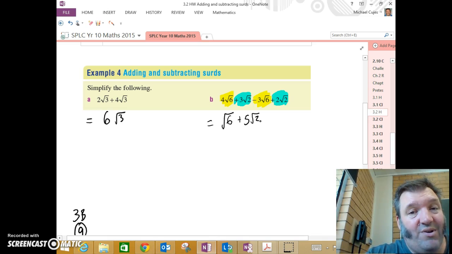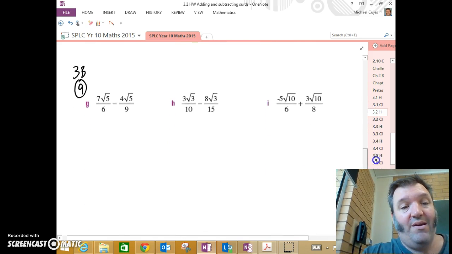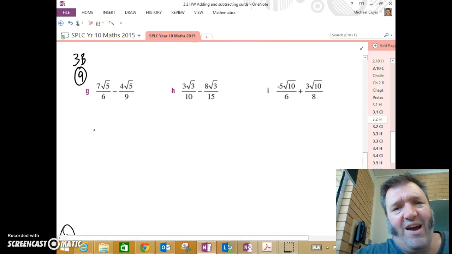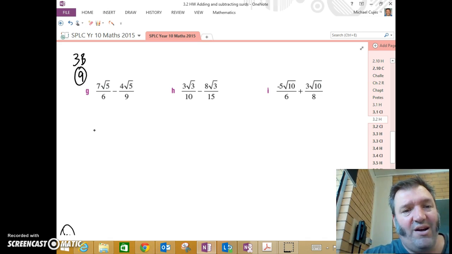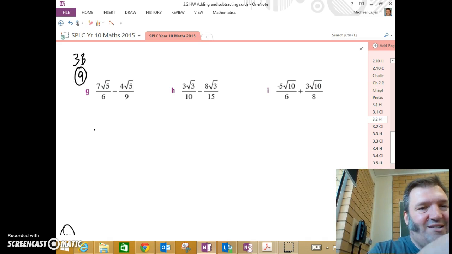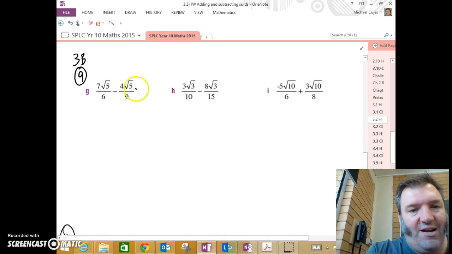Some people like me to do a couple of more difficult examples, so let's do a couple for you right now. Oh, surds and fractions, so nasty. Not really. Works the same way. Let's find the common denominator, sort it out. These are from question 9. So 6 and 9 both go into what number? Well, you could do 54, but 18 is going to be a lot easier. So let's do 18. That's the lowest common multiple of 6 and 9.